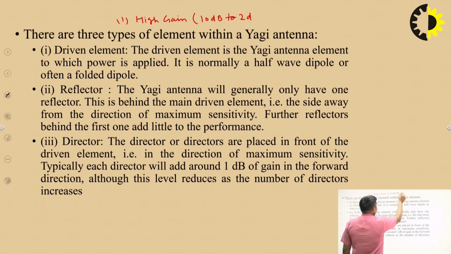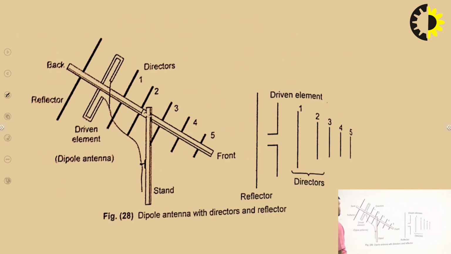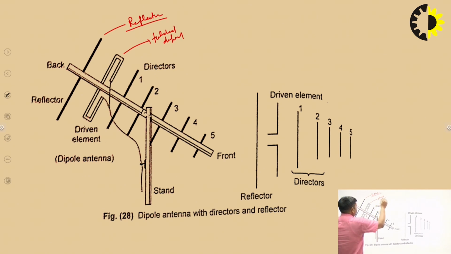This gain is varied from 10 to 20 dB depending on how many directors you use in the Yagi antenna. So this is the diagram of the Yagi-Uda antenna. This is the reflector. This is the folded dipole antenna, and these are the directors.